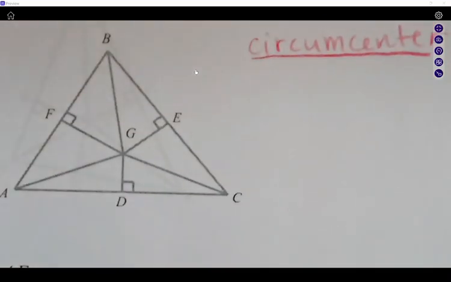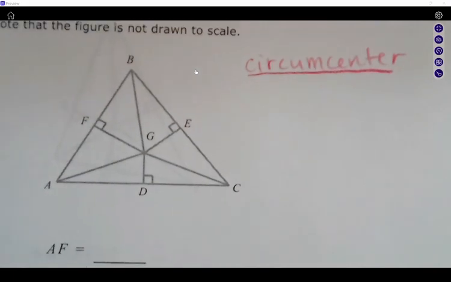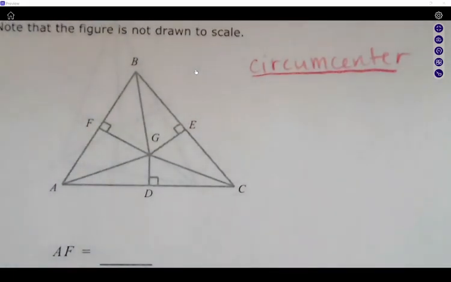On my side, it says consider triangle ABC in the figure below. The perpendicular bisectors of its sides are, and it gives me those perpendicular bisectors. It says they meet at a single point G. In other words, G is the circumcenter of triangle ABC. It's giving me some key terminology. It's not on your paper. I'm just reading you what I have. You guys have it in McGraw-Hill. Anyhow, it gives us some measures that we're going to go ahead and plug in.